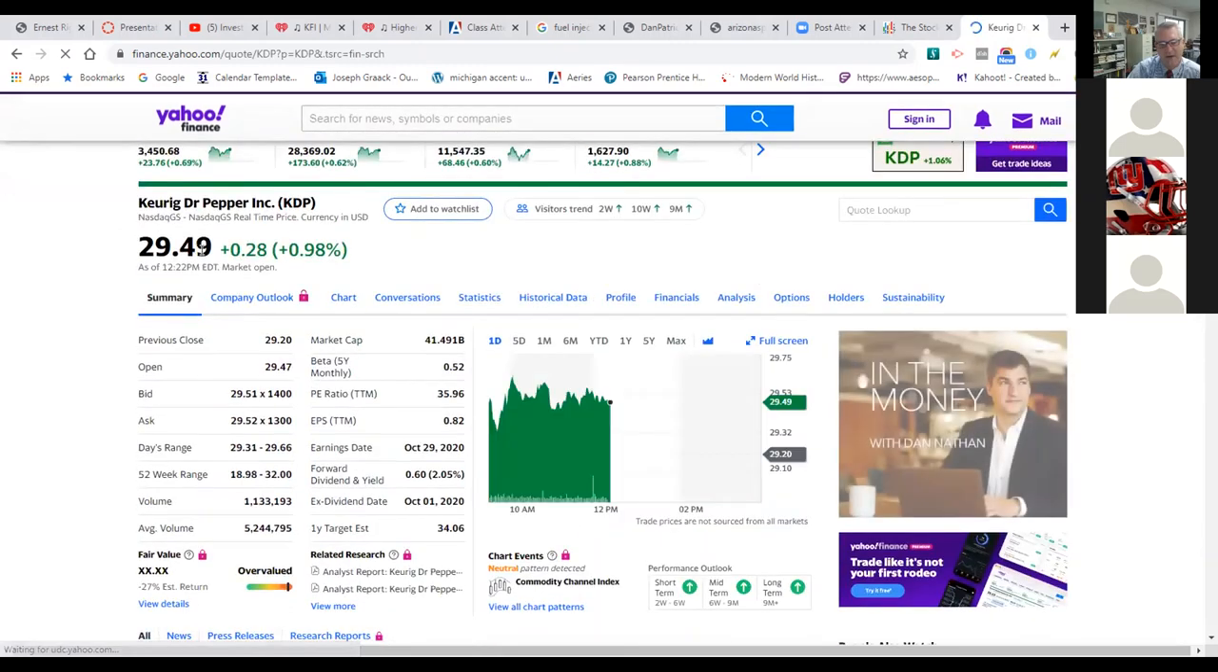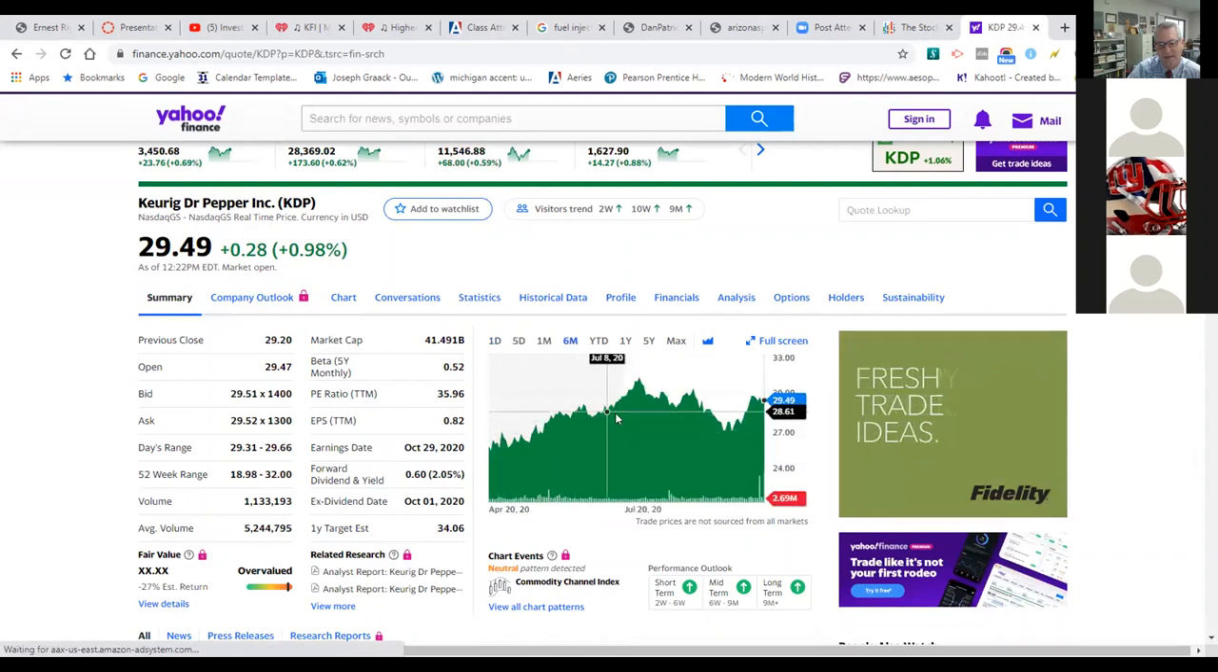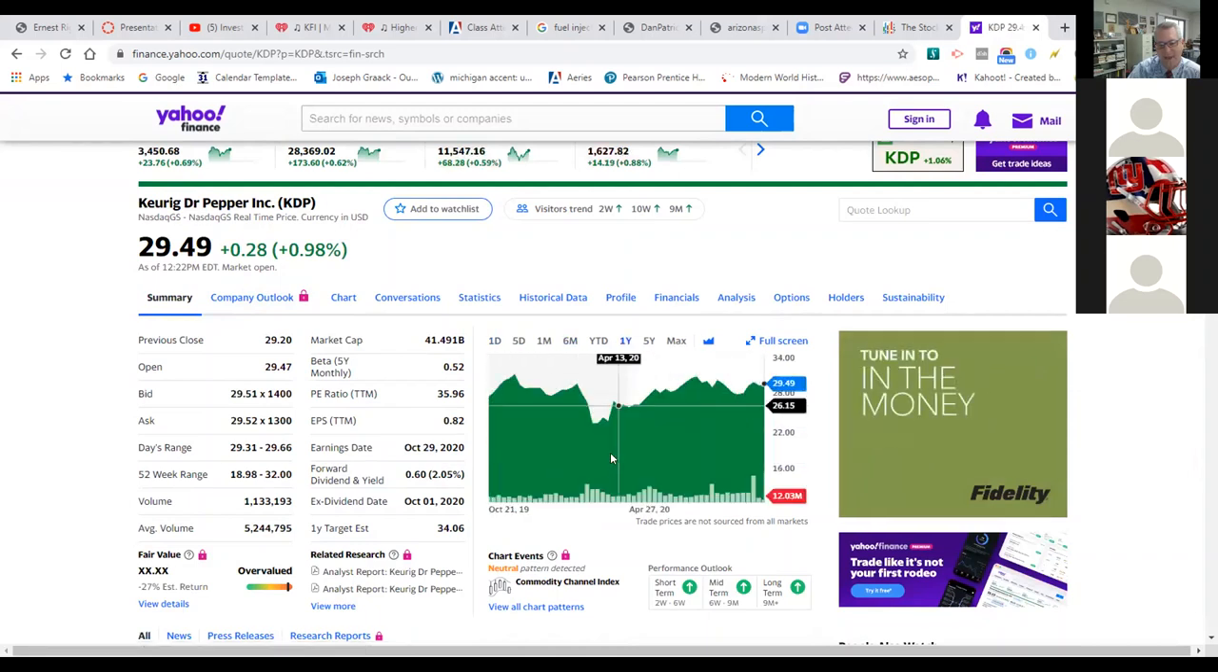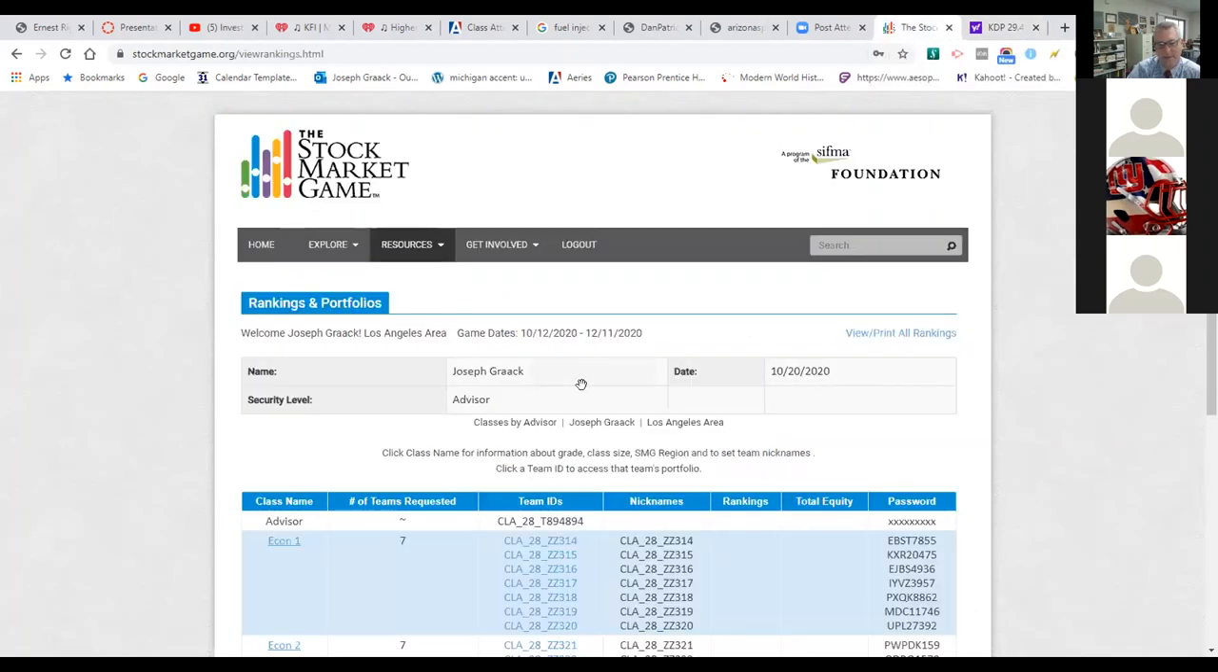Their stock is selling for $29.49 a share, right? And you can see how it's gone today, the last 6 months, and the last year. If that's what you want to buy, then you're going to put in KDP right here. How many shares you want, maybe 50, and then preview the trade. That'll cost you $1,460. With the fees and commission, it's going to be $1,463.54. Put your password in to confirm the trade, and then you can make the trade.